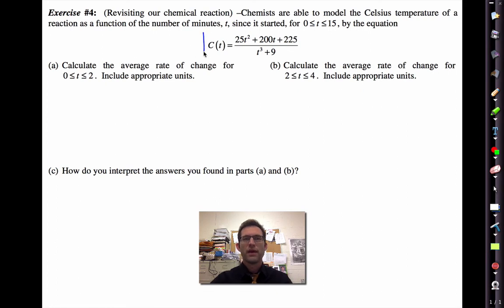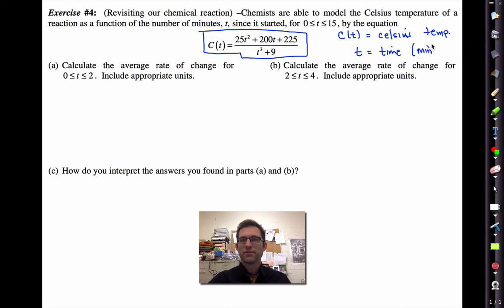Now again, before we get into any average rate of change, make sure that you always understand applied equations, right? C of t gives us the Celsius temperature. All right. T, on the other hand, gives us the time in minutes. Now, letter A asks us to calculate an average rate of change, letter B asks us to calculate an average rate of change, and they're going to get a little messy because of how messy the function is. This is where we can use function notation on the calculator to really make our lives easier.